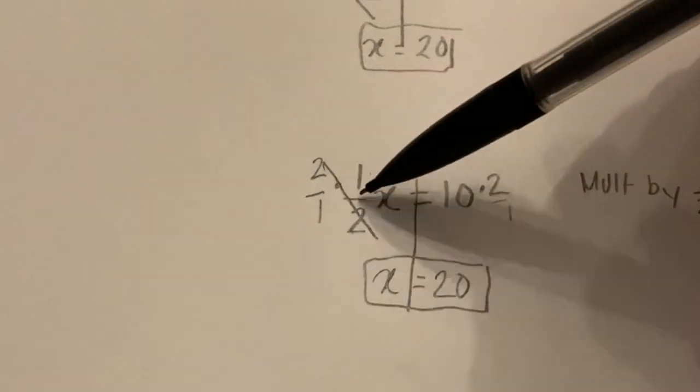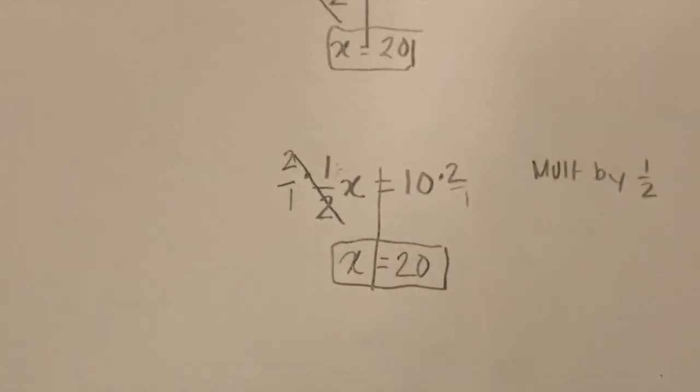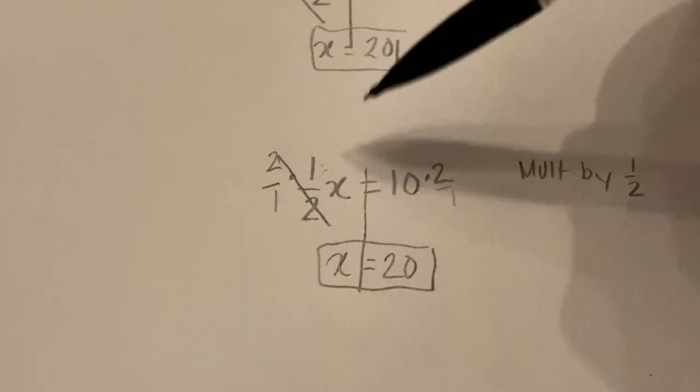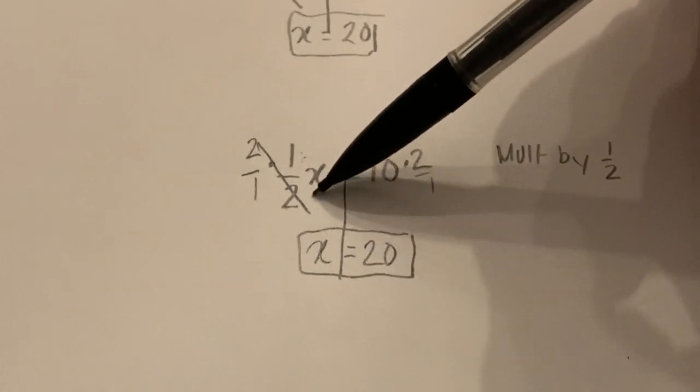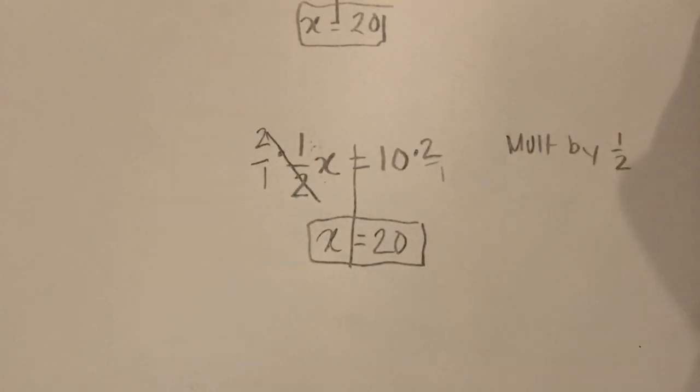I do believe that there's a few of these on your worksheets. I wanted to make sure you saw what it looked like, okay? When in doubt, don't go through the whole keep, change, flip process here. Just skip to the multiplying by the reciprocal part.